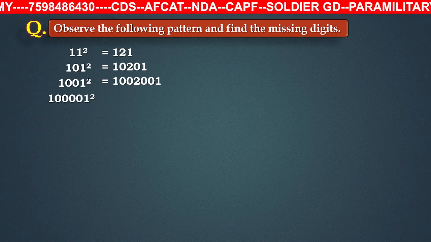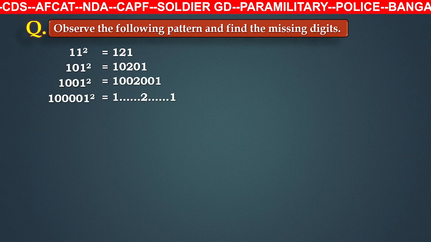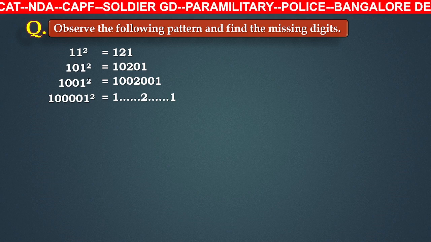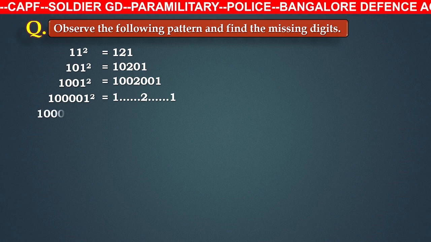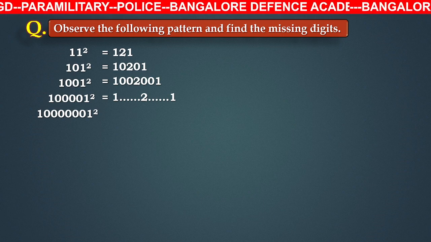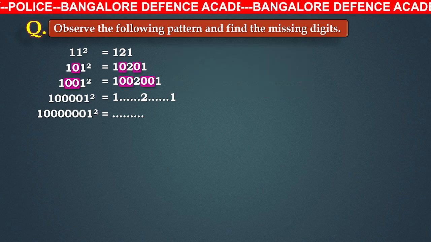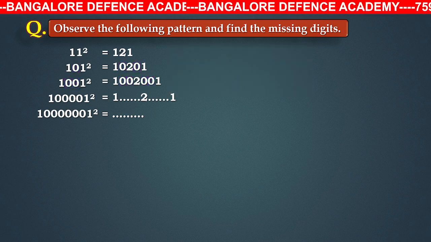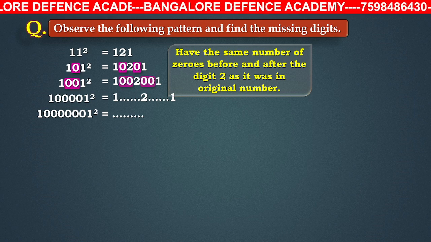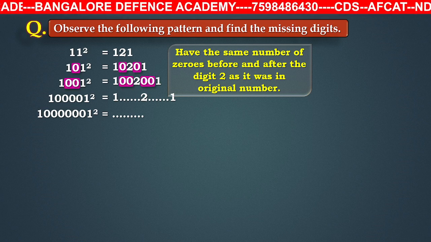Now if I write this, how many zeros do you have now here? You have 4 zeros. So you have to tell me how many zeros will come between 1 and 2 and after 2. And here I have totally 6 zeros. Now you're going to tell me here what comes first and how many zeros and what will be the answer. So look at this now. The same number of zeros before and after the digit 2 as it was in the original.